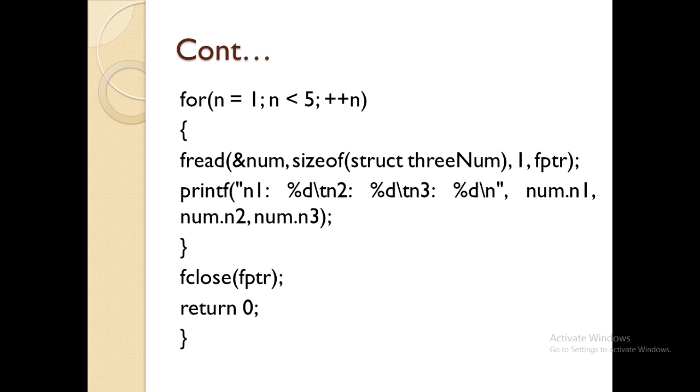Then we want to read those values of n1, n2, n3 from the structure. For that purpose we are using the fread function, and we take the address of the structure variable, then the size of the structure, then there is only one data item, then we take the file pointer fptr. Once we have read the structure variable values from the file, we print those values onto the screen using the simple printf function. Once you have done all these operations, you need to close the file using the fclose function followed by the file pointer.